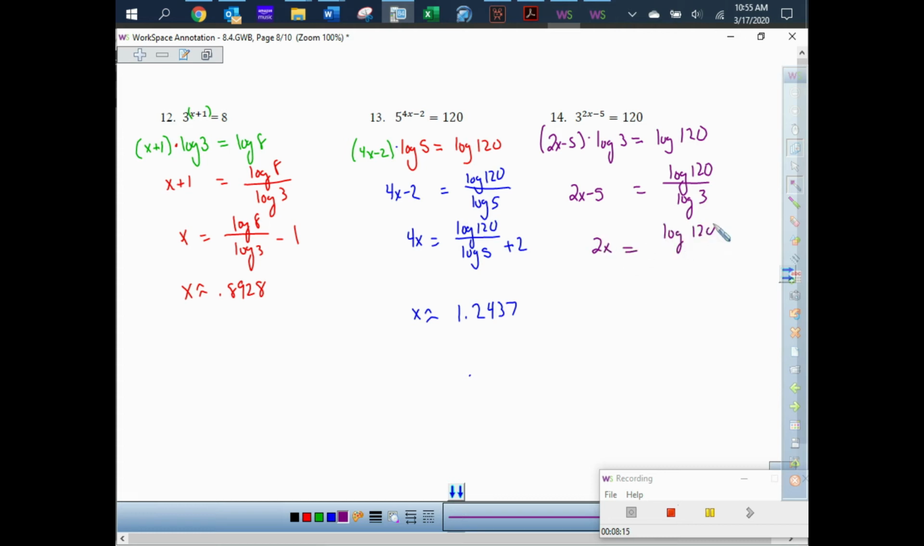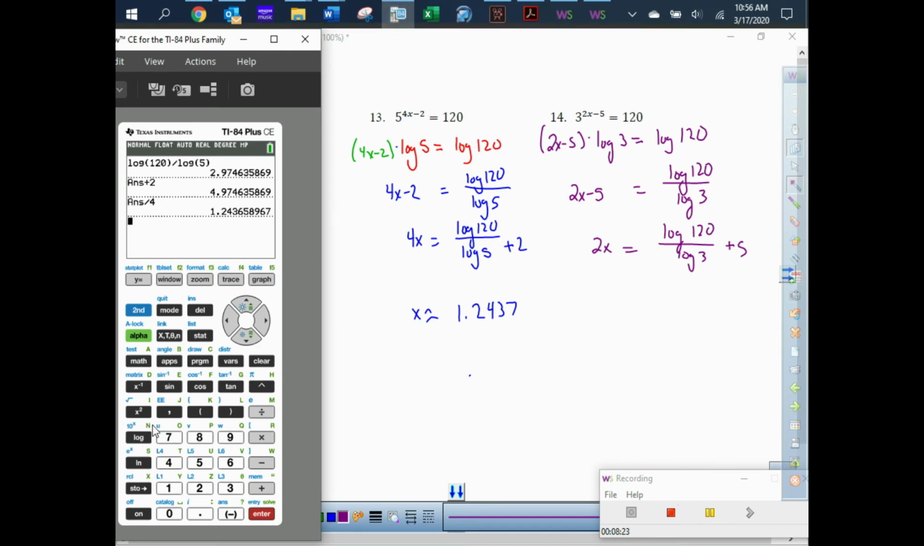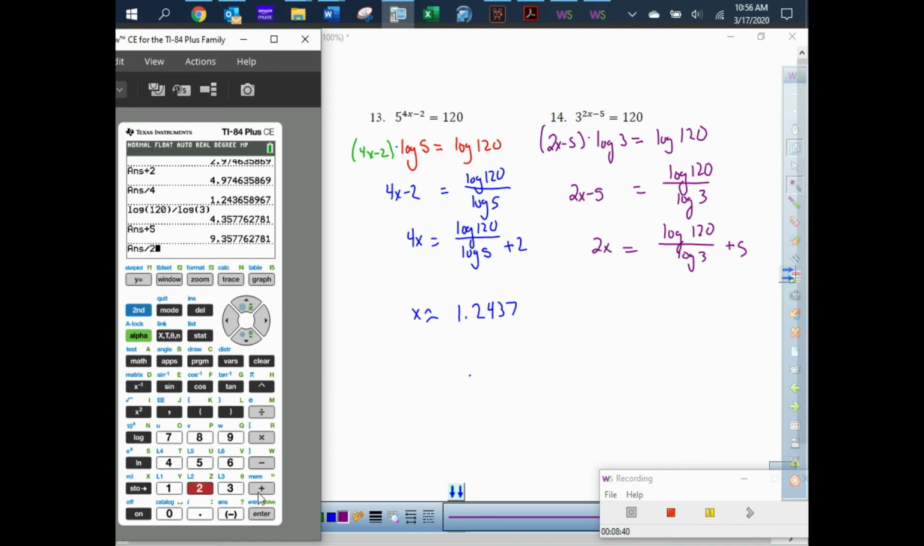It's a lot of writing here. And we'll add 5. This is how we got 2x by itself. And then it's time to punch this in. So we'll do the log of 120, close the argument, divided by log of 3, close the argument, hit equals, add 5 to it, oops, I hit times, add 5 to it, boom, and then to get x by itself, we just got to divide by 2.